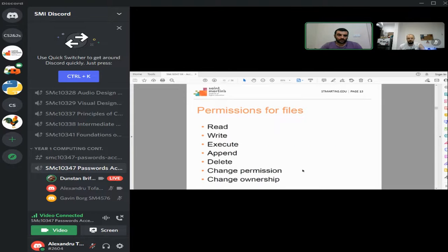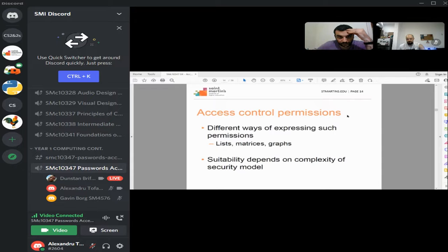Permissions for files, again, this is very dependent on the operating system, but we'll find different permissions for our files, ranging from read and write, which are probably the two most popular ones, to others, like even changing ownership. There are different ways of expressing these permissions. Over there, we're listing three. In fact, we've got the list, the matrices, and the graphs, which are what we're going to see.